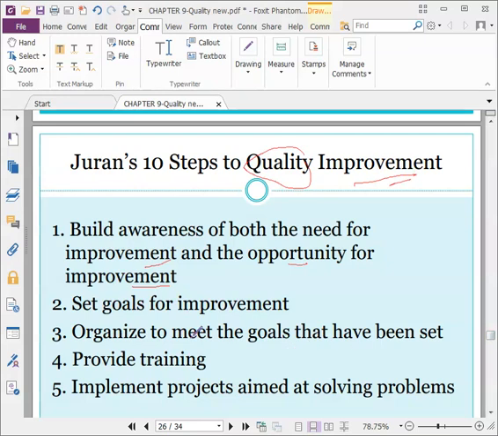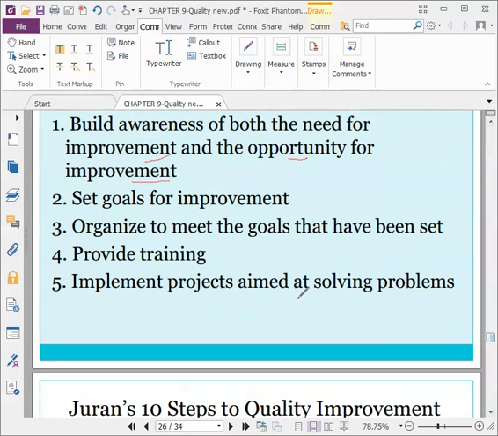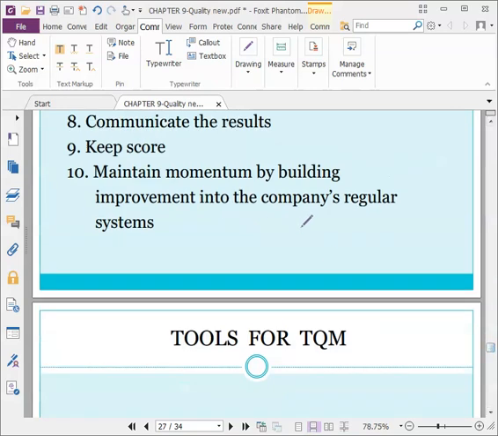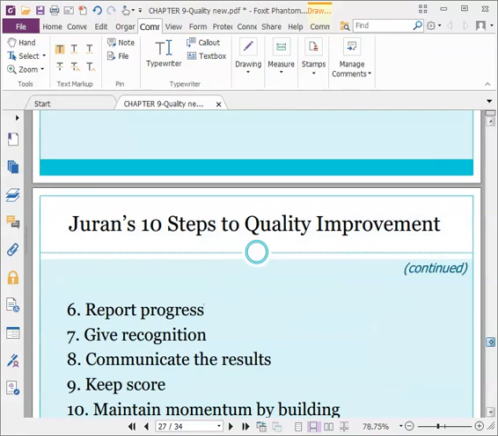Organize to meet the goals that have been set. Provide training. Okay, and then implement project aimed at solving problems. Okay, report progress. Give recognition. Okay, siapa yang dapat buat production ataupun siapa yang buat kerja bagus. Okay, keep score, maintain momentum by building improvement into the company's regular system. Okay. That is about the different steps.